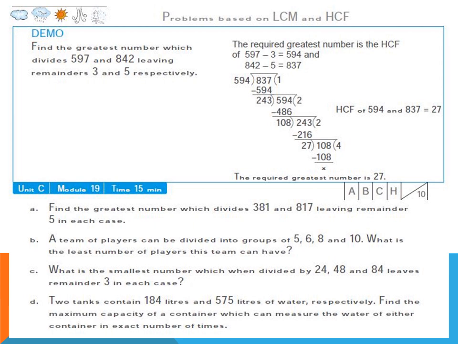What is the smallest number which when divided by 24, 48 and 84 leaves remainder of 3 in each case? So try to do this yourself.